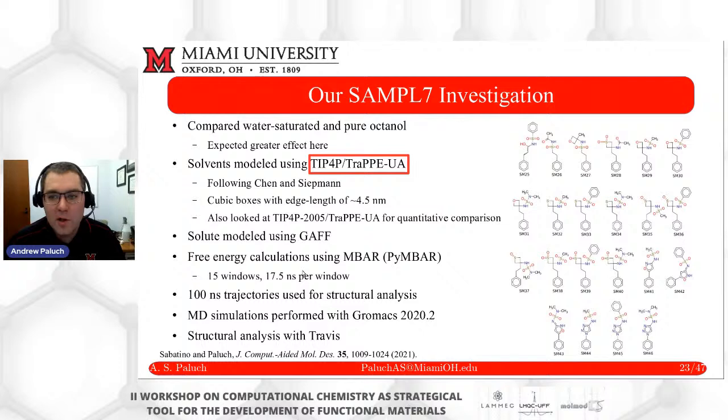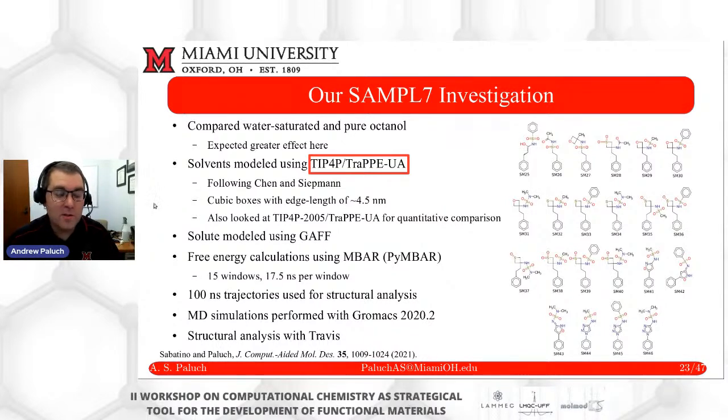For sample 7, we looked at the effect of pure octanol versus water-saturated octanol. We modeled water with TIP4P and octanol using TraPPE-UA, because that's the force field combination used by Chen and Seidman. So we knew that the rigorous mutual solubility given by that model is 0.21 mole fraction. So when we modeled water-saturated octanol, we knew what the model's predicted concentration of water should be, so we can use correct conditions for that model.